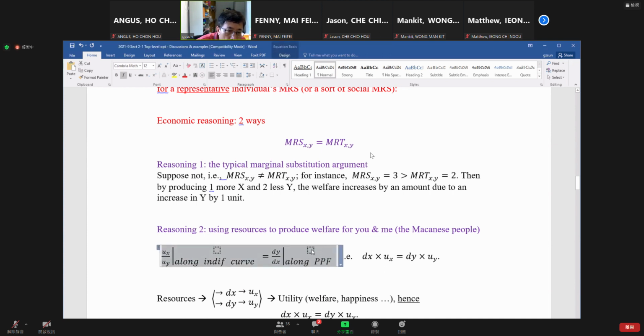Just be careful. This equation is equivalent to this equation. But the difference is by putting the golden equation this way, we get something interesting. What did we get? We get so-called UX, UY, and dy over dx. And now, to simplify the mathematical formulation, we put it together: UX times dx equals UY times dy. This must be true.